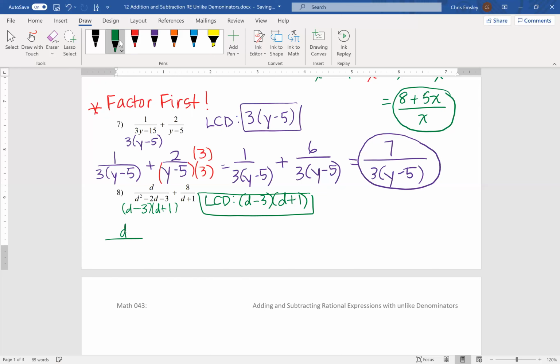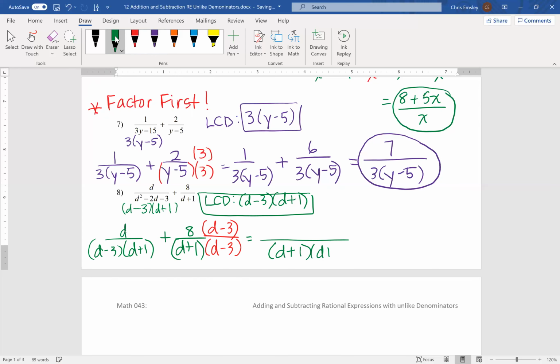So the first fraction is already all set. I don't have to change anything there. But that second fraction only has d plus 1 in the denominator. We need it to also have a d minus 3. So we multiply the top and the bottom by d minus 3. Now we're set up. We have that common denominator. And we do the arithmetic across the top. We get d plus, we can go ahead and distribute this 8 as we're rewriting it. So it's d plus 8d minus 24. Combine our like terms, we get 9d minus 24.